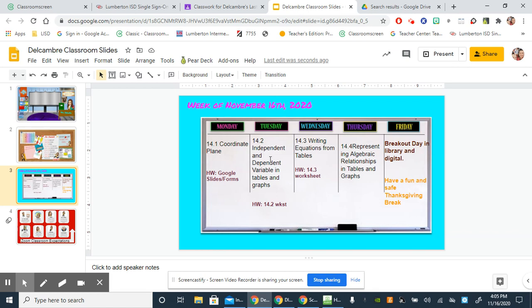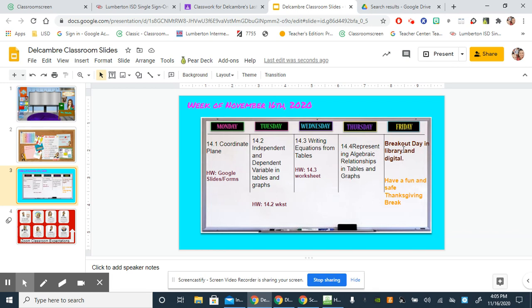Tomorrow, we're going over independent and dependent variable on tables and graphs, your worksheets, 14.2. Wednesday, writing equations from tables and graphs. We're going to have a worksheet on 14.3. Thursday, representing algebraic relationships in tables and graphs. We're not going to have homework for Thursday.